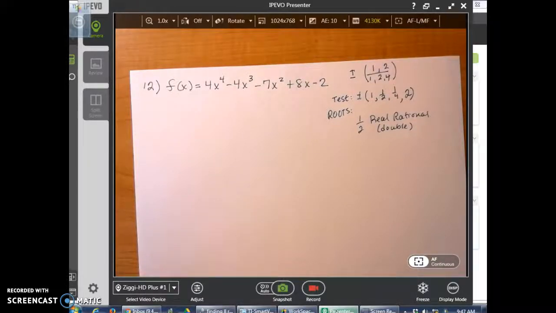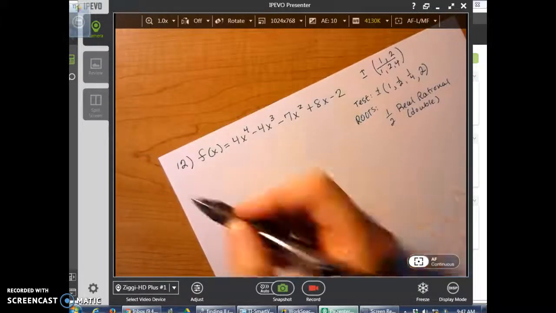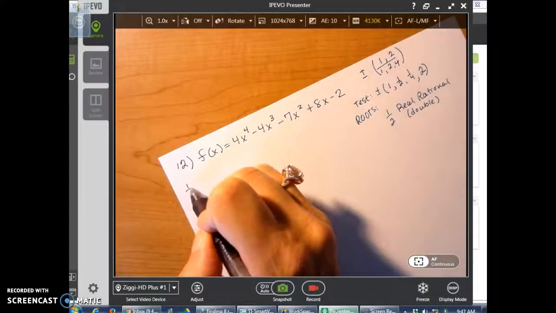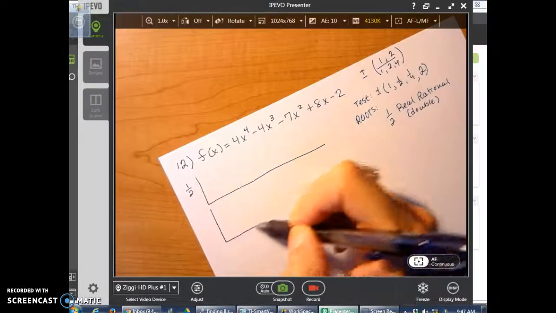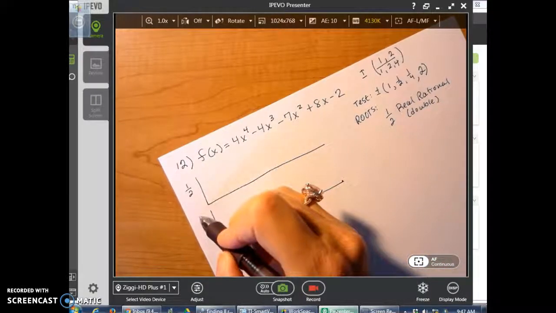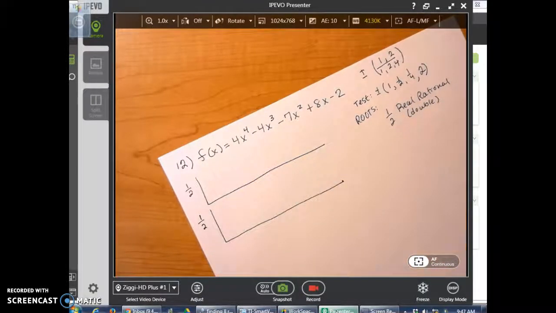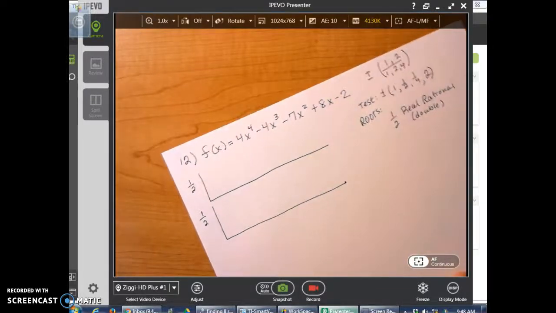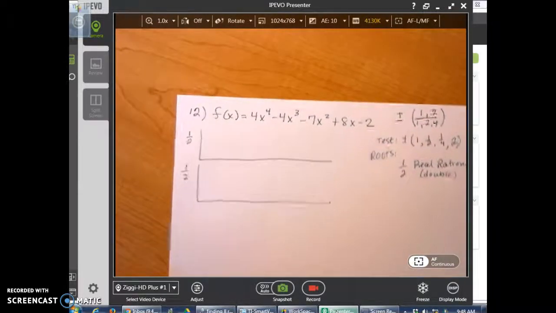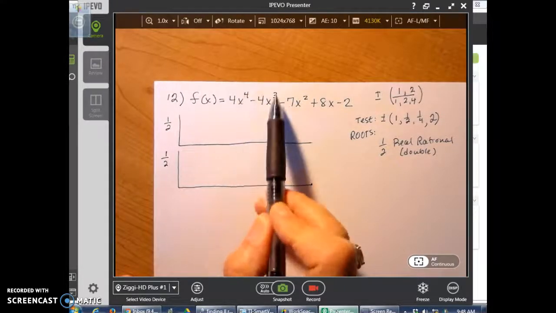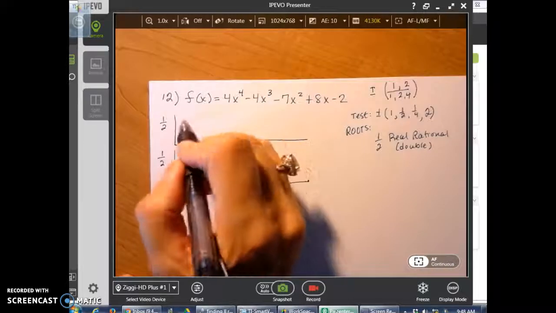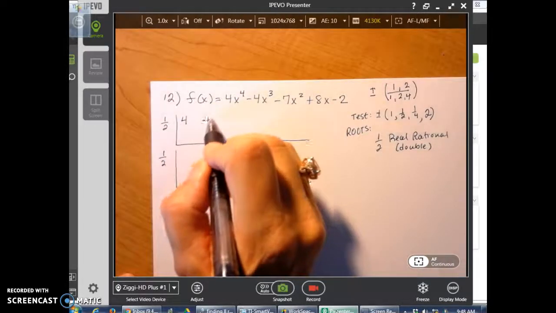So let's go ahead and do our synthetic division, and I'm going to have 1/2, and remember when you have a double root you have to stack it. It's the same root twice, so I have to use it twice here. Okay, now I'm going to make sure I have all my terms present. I have a degree of 4, 3, 2, 1, and 0. So all my terms are present, so I just use my coefficients.